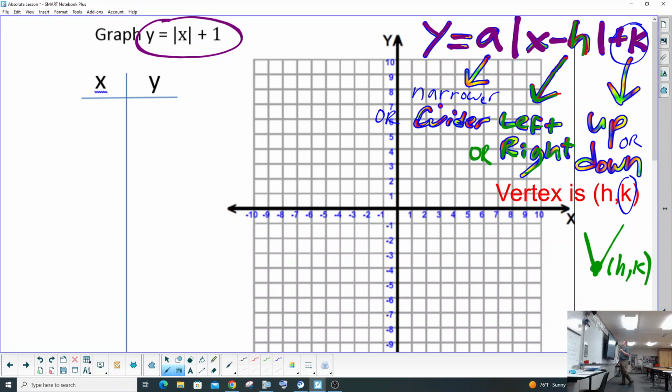So this one is just the absolute value of x plus 1. Do you remember how the parent function, guys, I was just showing you before, is like this? The parent function.